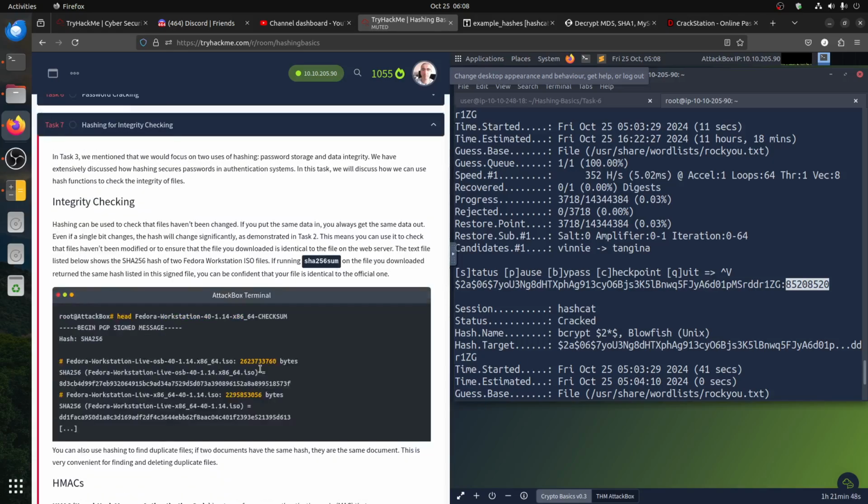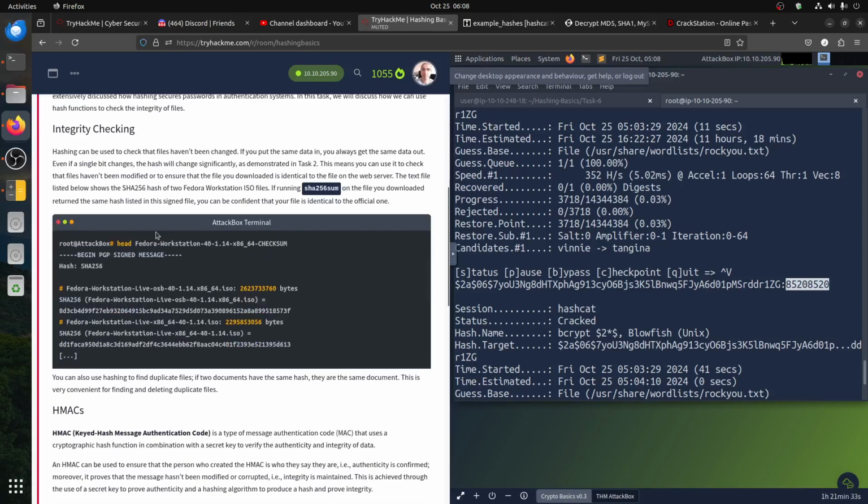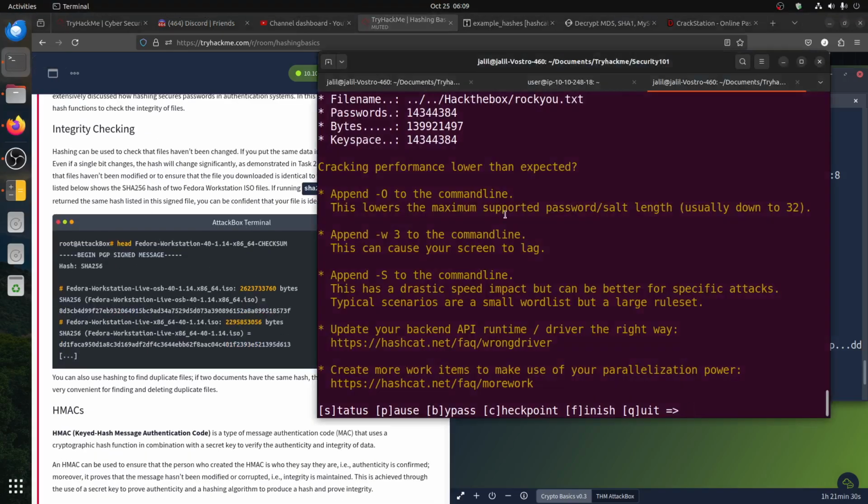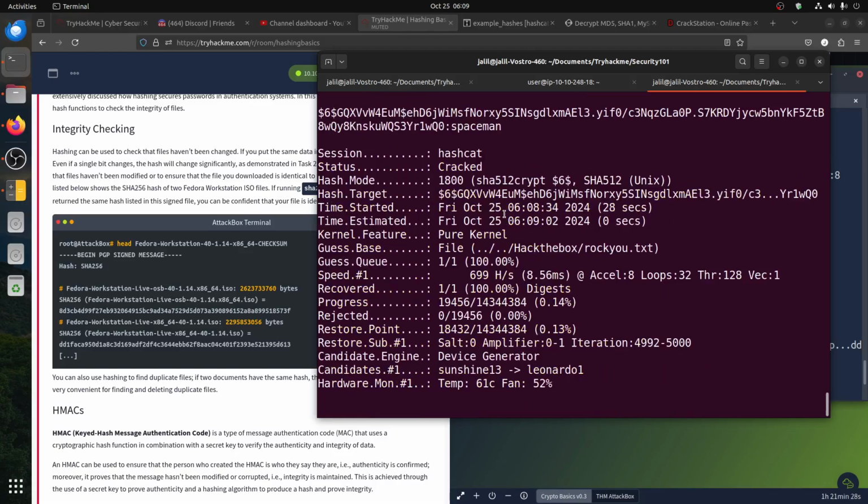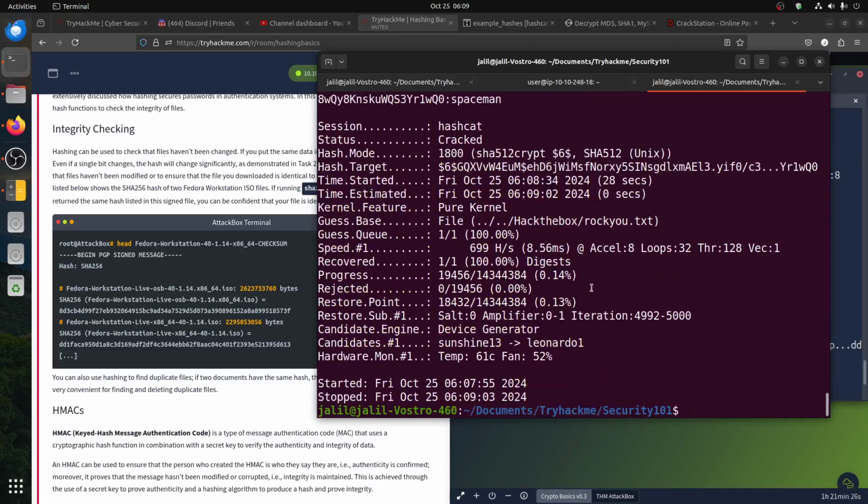Hashing integrity checking. Yeah, we do the integrity checking. When you download something, they always tell you to download and check your hash. Hashing can be used to check that files haven't been changed. So usually we do this. You can tell this password is not easy to find. My computer fan is, oh, you found it already.